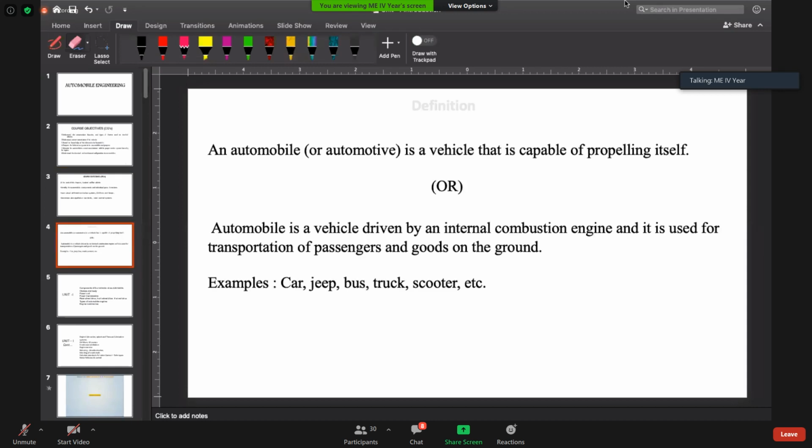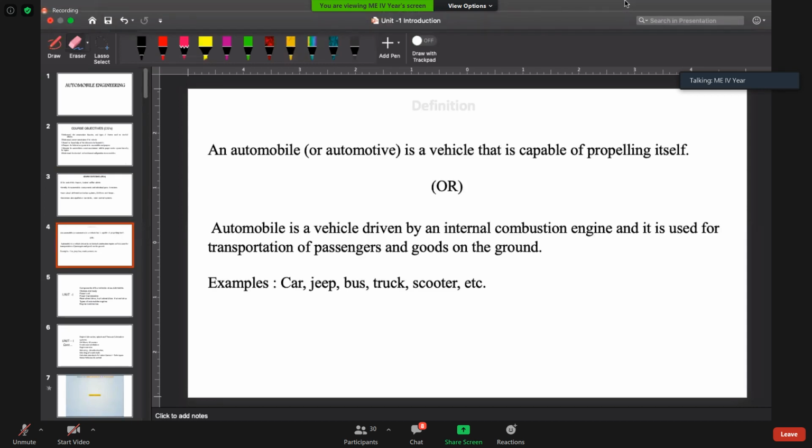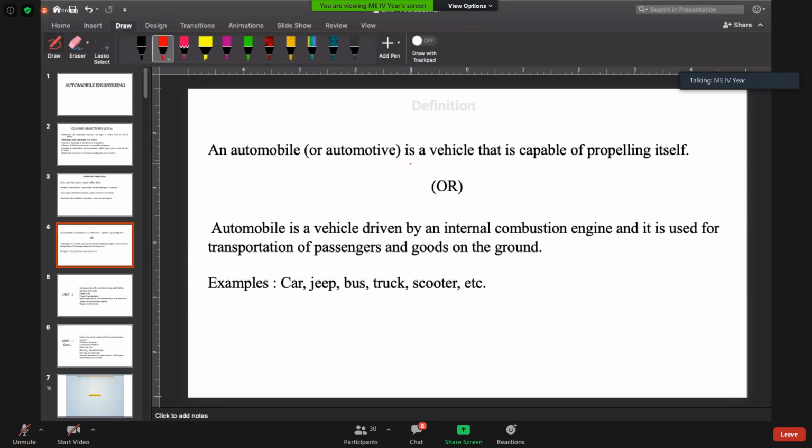Now, what is an automobile? How do we define an automobile? An automobile is a vehicle, auto plus mobile, which is capable of propelling itself. Or an automobile is a vehicle driven by an internal combustion engine, used for the transportation of passengers and goods on the ground. Examples are car, jeep, bus, truck, scooter, etc. So this is a simple definition. You all must be able to define this.